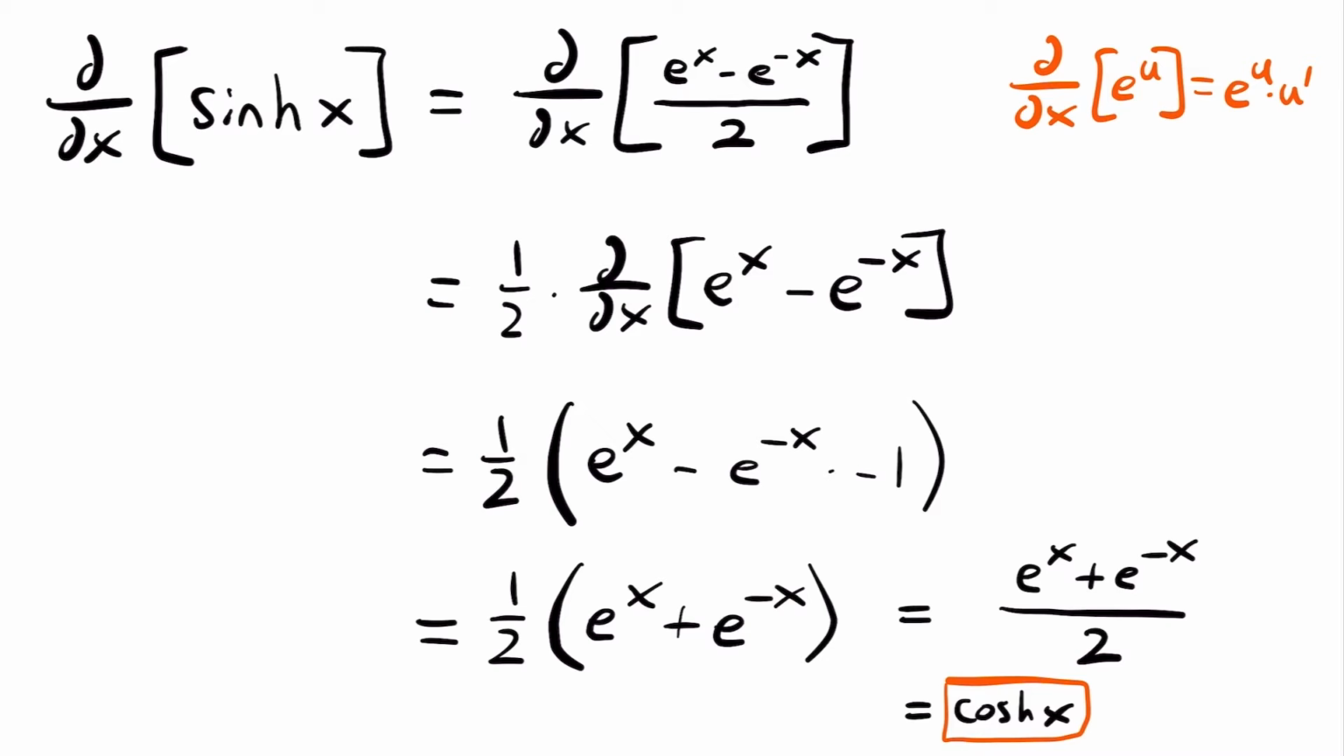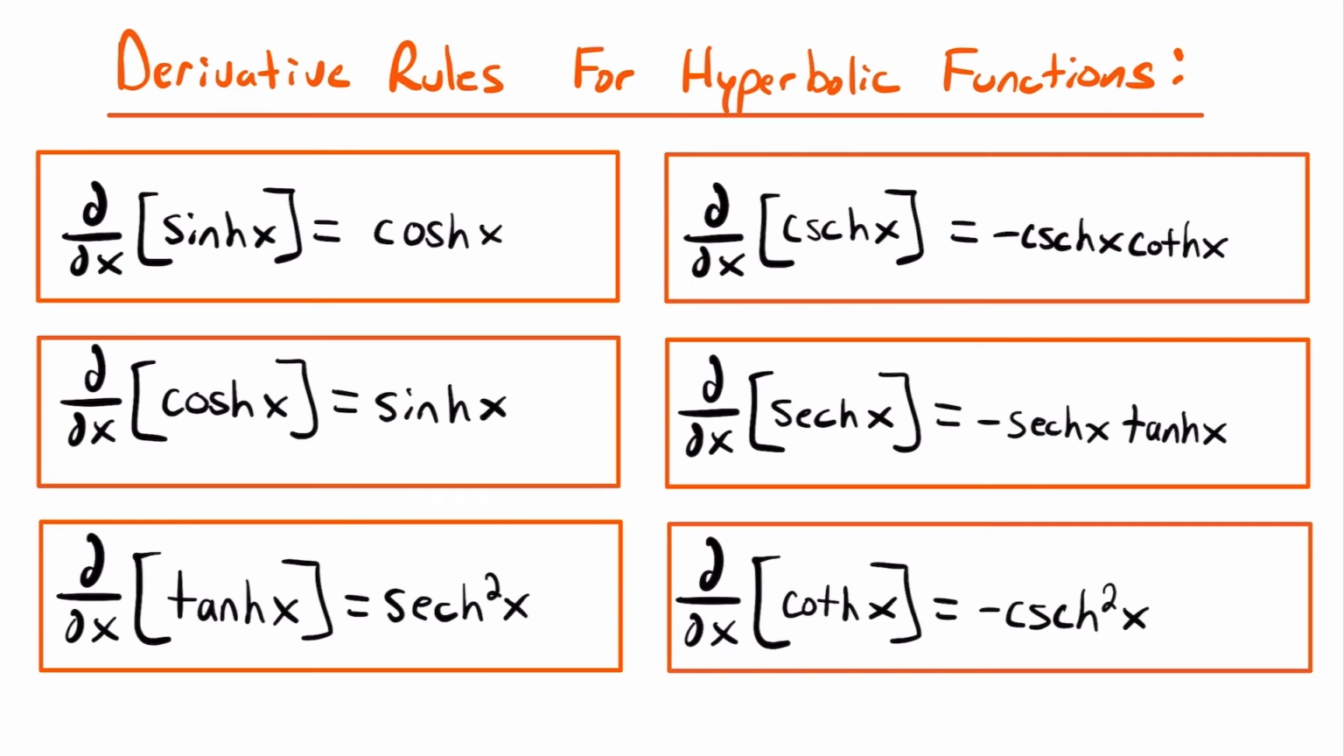And so we could go through a similar process that we did to find this derivative for all of the other hyperbolic functions. And if we did, we would come up with the other derivative rules for those hyperbolic functions that we're going to look at right now. All right, so here's our derivative rules for the hyperbolic functions. We just found that the derivative of hyperbolic sine is equal to hyperbolic cosine, but if we went through the rest of them, we would find that the derivative of hyperbolic cosine is equal to hyperbolic sine.